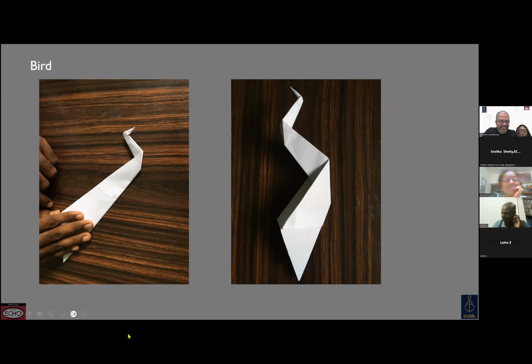Yeah, it's so much fun with paper. Very, very fascinating. Thank you.